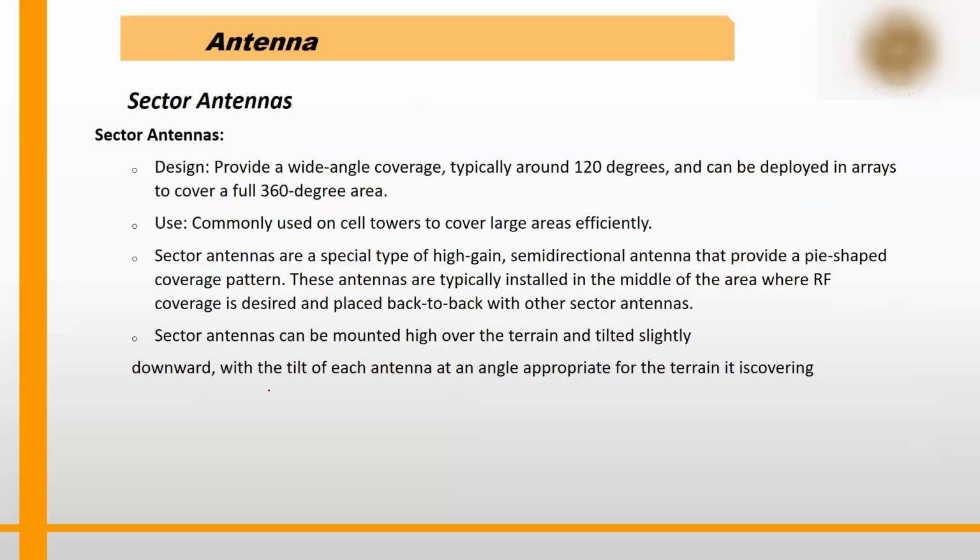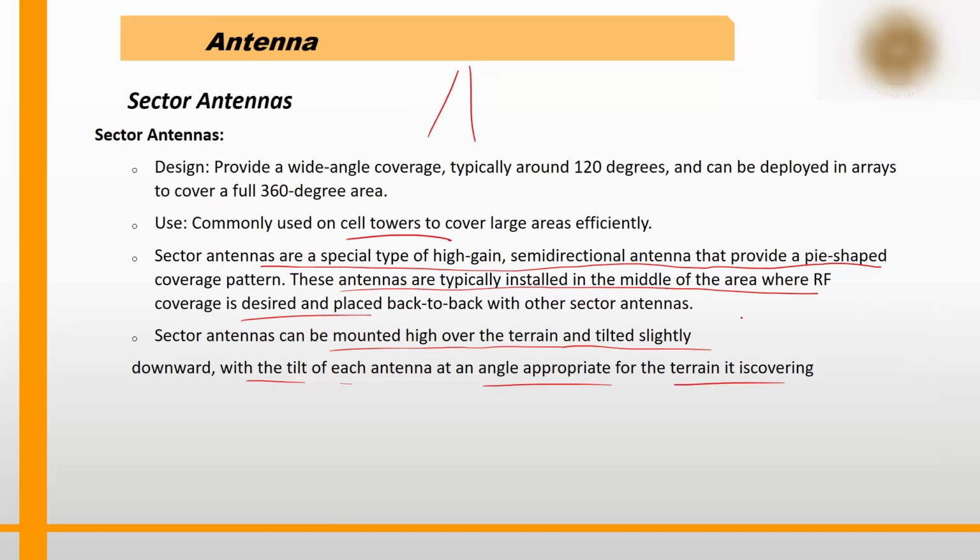Sector antennas are also one type of antenna. They provide coverage of a full 360-degree area, commonly used on cell towers. You might have seen a cell tower in the outside world. Sector antennas are a special type of high-gain semi-directional antenna that provide a pie-shaped coverage pattern. These antennas are typically installed in the middle of the area where RF coverage is desired. Sector antennas can be mounted high over the terrain and tilted slightly downwards, with the tilt of each antenna at an angle appropriate to the terrain it is covering.